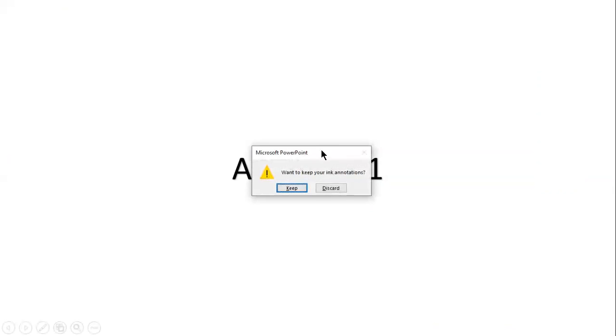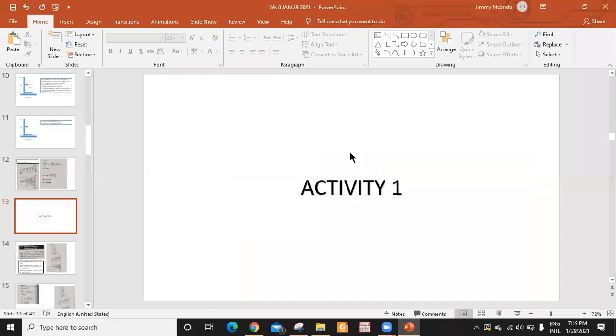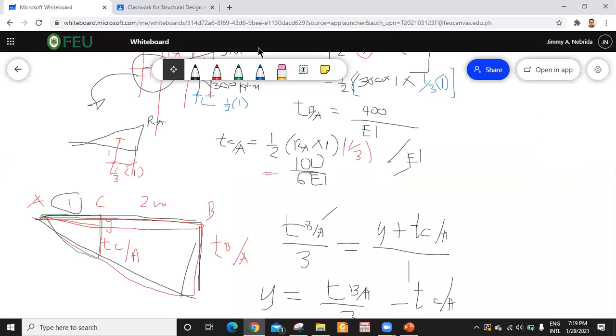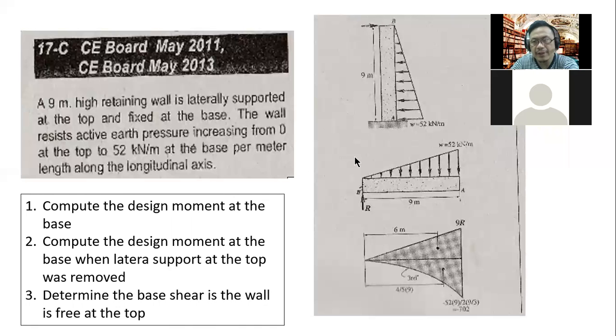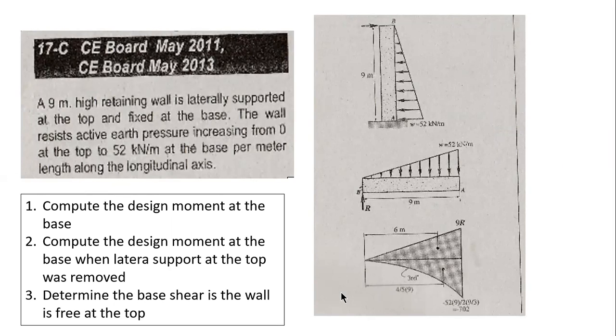Okay, so I want you to try to solve this activity. I want you to visit, please, the classroom. Okay, so this activity is just similar to the previous example earlier. So first we are going to compute the design moment.